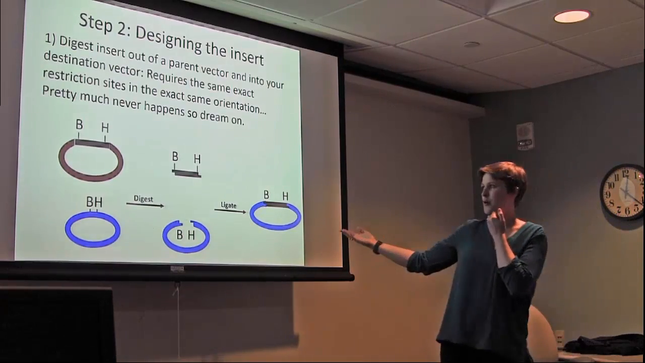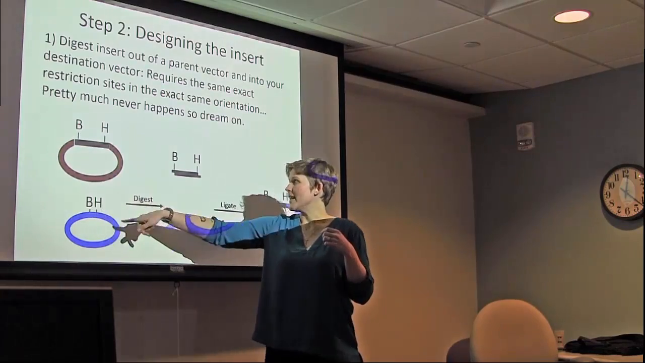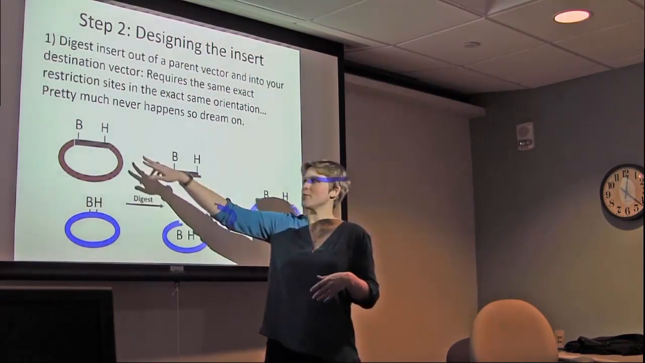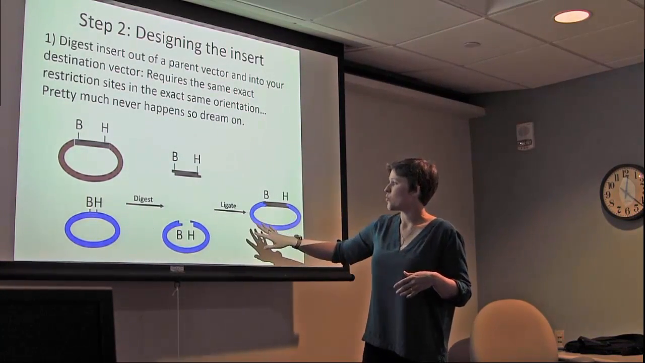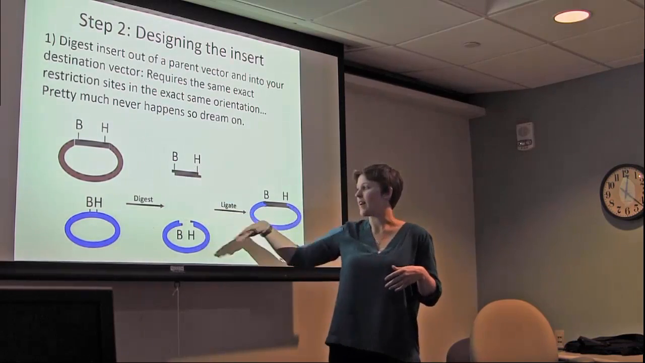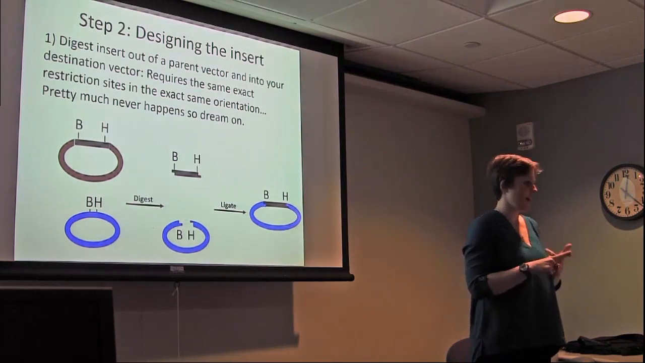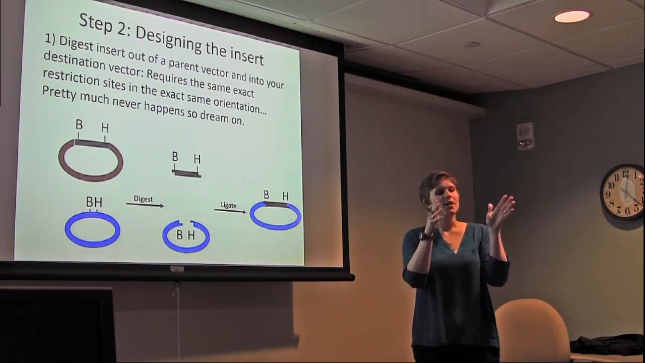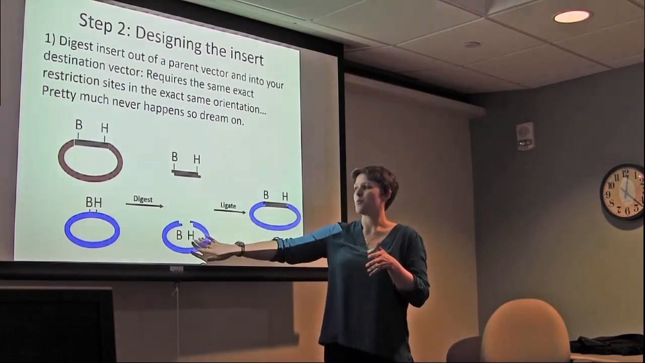So if we were going to look at this, we'd have a BamHI site and a HindIII site here. This is a particular instance where there was another vector with a BamHI or HindIII site, and what you can do is cleave it out of that other vector and make this new one. So this is one option you can have: digesting your insert out of a parent vector and then using that insert to put in.